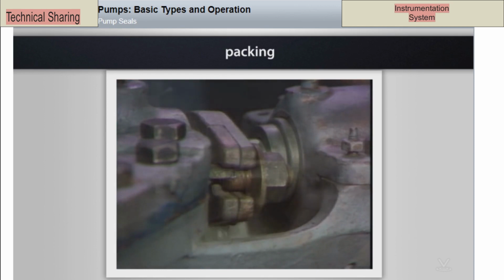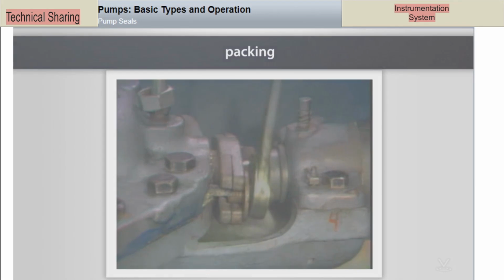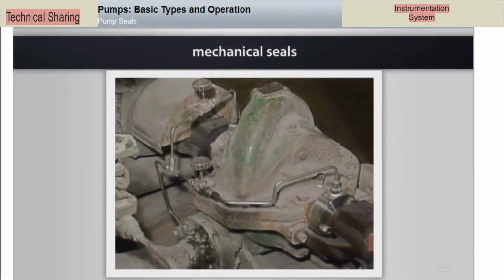The packing on a pump is held in place by a packing gland. The packing gland is bolted to the pump's casing, and it can be adjusted to maintain the proper amount of leak-off. Mechanical seals. Another way to seal between a pump's shaft and its casing is to use a mechanical seal.